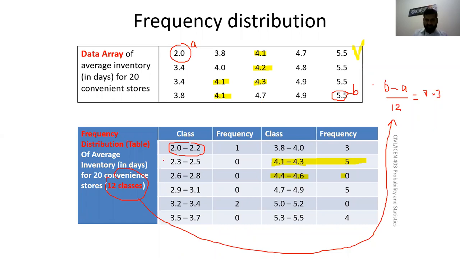Now you can ask why this, from 2.0 to 2.2, is not 0.3. Both are inclusive. So you start from 2.0, then the next is 2.1, and then you have 2.2. So see, 3 quantities here. That's why it is 0.3. So when both are inclusive, you subtract these two numbers. 2.3 minus 2.0 gives you this. This is the class interval. Okay.